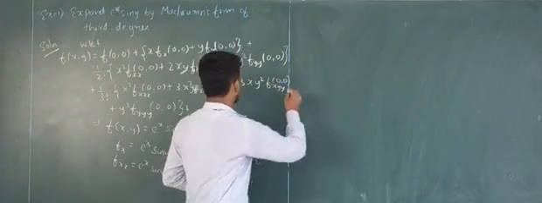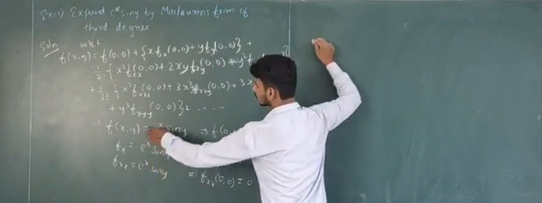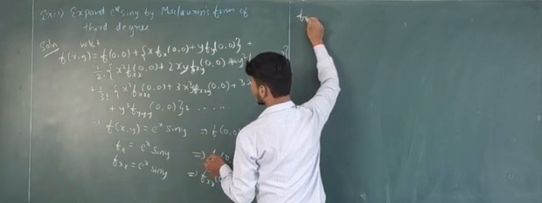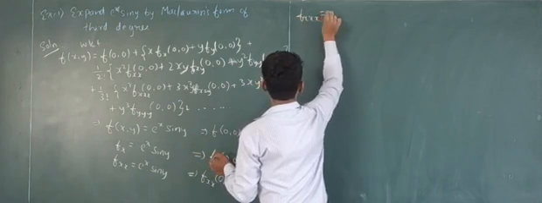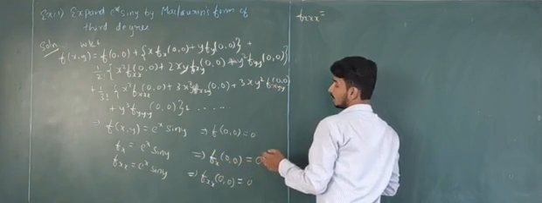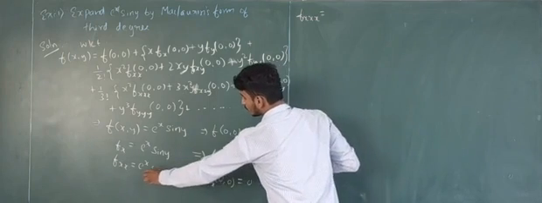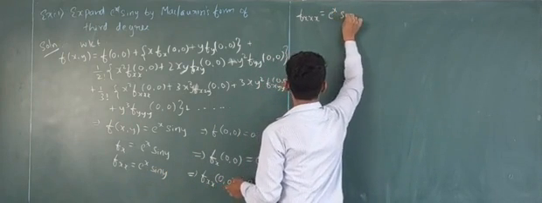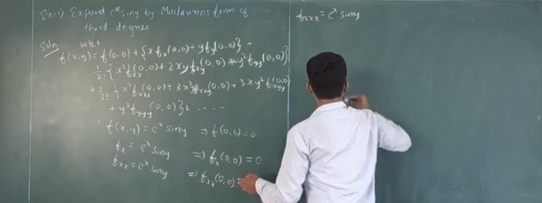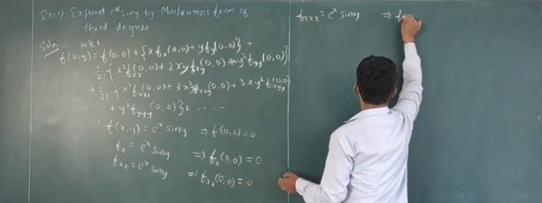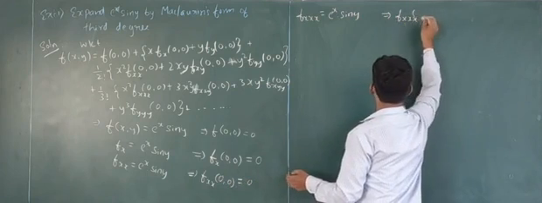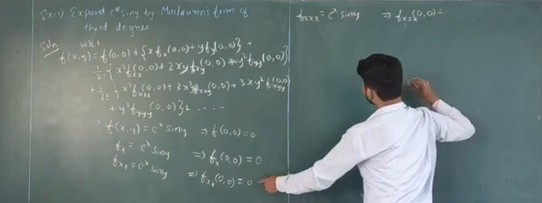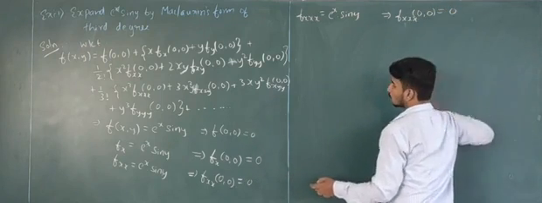Next we'll see the function differentiated 3 times with respect to x, f xxx. Again we have to differentiate this function with respect to x. Then it will be again e raised to x sin y. If you take x as 0 and y as 0, that function will be again 0.